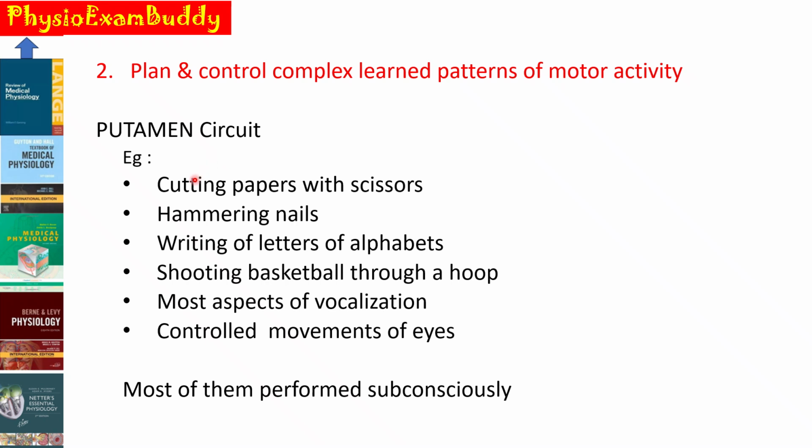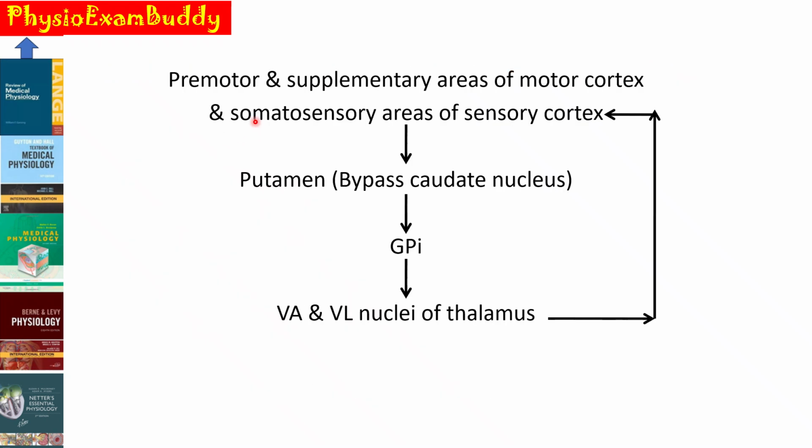Examples of these activities are cutting paper with scissors, hammering nails, writing the letters of the alphabet, shooting a basketball through a hoop, then most aspects of vocalization as well as controlled movements of the eye. We all know that we perform most of these actions subconsciously, and this is with the help of the putamen circuit. Now we will see what this putamen circuit is.